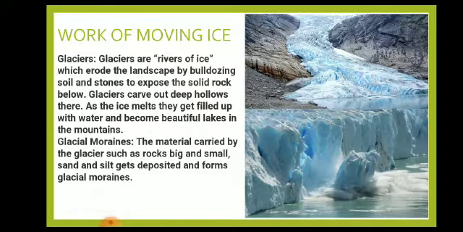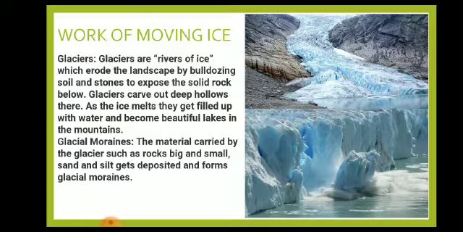Next is work of moving ice. The way rivers and seas work, moving ice also works. Because of the moving ice, glaciers form. Glaciers are rivers of ice which erode the landscape by bulldozing soil and stones to expose the solid rock below. Glaciers carve out deep hollows. As the ice melts, they get filled up with water and become beautiful lakes in the mountains.